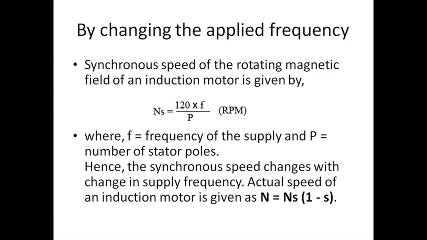And next is my applied frequency. If I change my frequency, the synchronous speed of the rotating magnetic field changes. This is the formula for calculating my synchronous speed. If I want an increased speed, I have to increase my frequency. If not, I have to reduce it, since my synchronous speed is directly proportional to the frequency. Right? When the synchronous speed is changed, the actual speed of the induction motor is given by N equal to Ns into 1 minus s, where s is nothing but your slip.